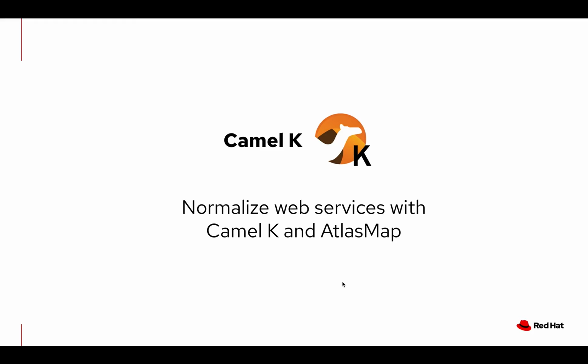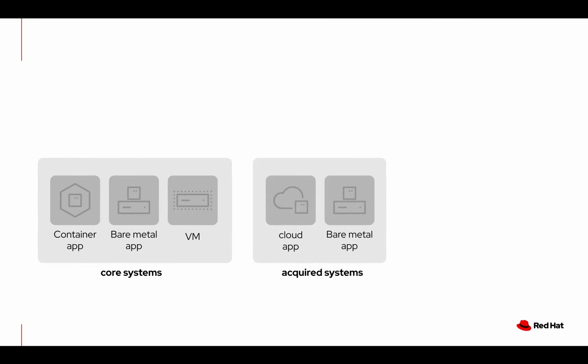Welcome to this Camel K demo, where we want to normalize web services with Camel K and AtlasMap. The scenario is as follows. Every organization has core capabilities running on bare metal, VMs, or containers. And with time, new systems are incorporated, perhaps from company acquisitions.